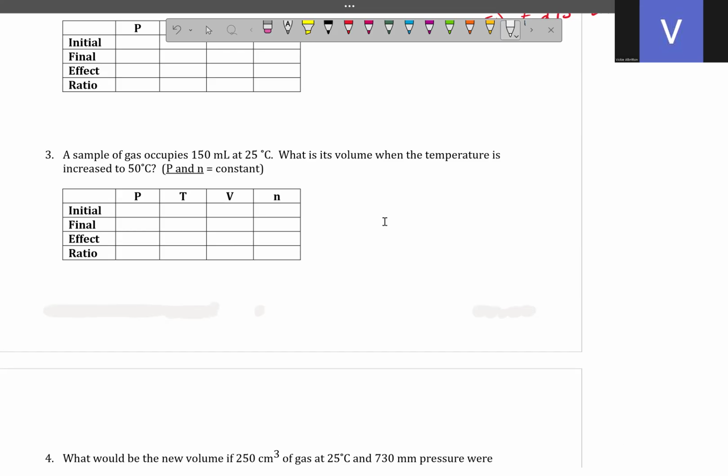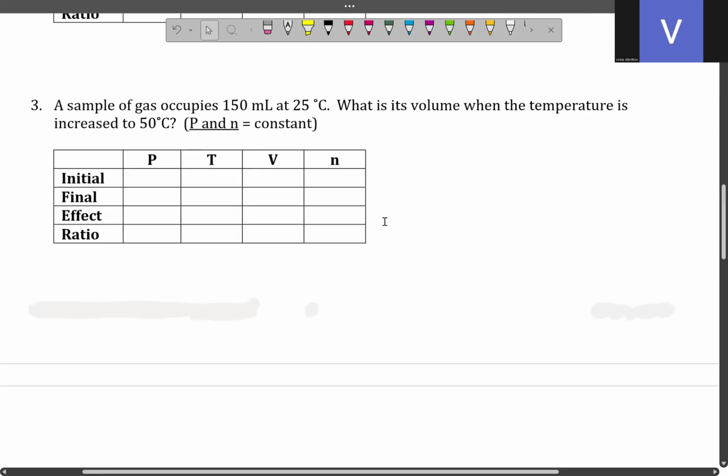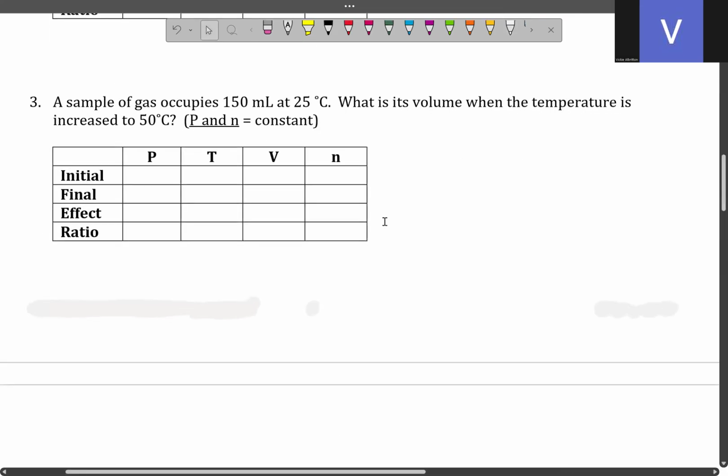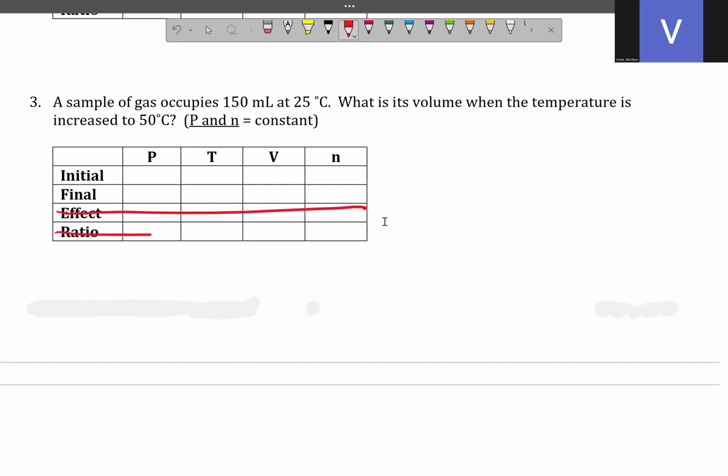So let's start by reading the story and seeing what we know and what we can fill into the combined gas law equation. We do not care about these two parts of the chart. A sample of gas occupies 150 milliliters at 25 degrees Celsius. What is the volume when the temperature increases to 50 degrees Celsius? So we already know 150 is our initial volume. We're going to be looking for the final volume.